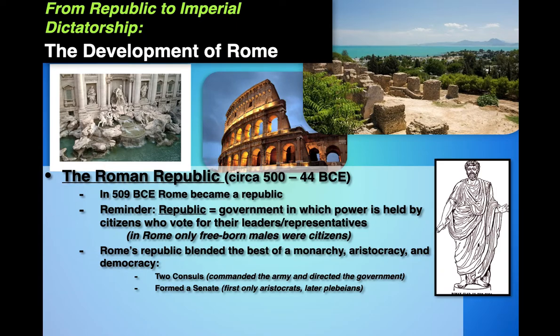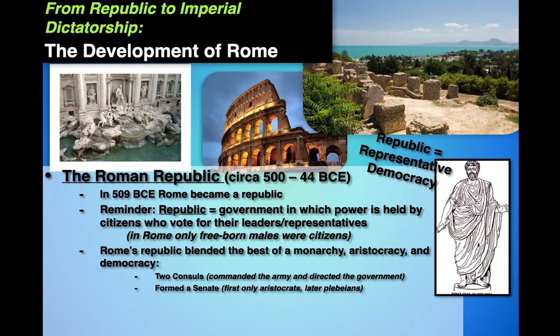44 BCE. Remember, we're before the year 0, so we go backwards. In 509 BCE, Rome became a republic. Reminder, a republic equals government in which power is held by citizens who vote for their leaders or representatives. In Rome, only freeborn males were citizens, so those are the only people who could vote. Rome's republic blended the best of a monarchy, aristocracy, and democracy. You had two consuls, commanded the army and directed the government, two people who did that, and there was a senate. It was only for aristocrats.